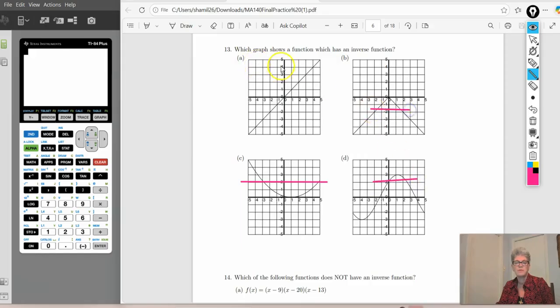That's not invertible. This one is. Any horizontal line I care to draw only cuts it, intersects it at most once. So the answer is going to be A. So the answer to number 13 is A. Okay. All right, moving on.